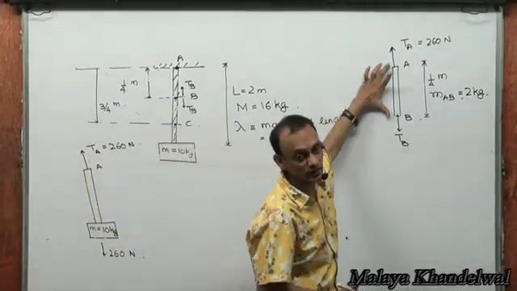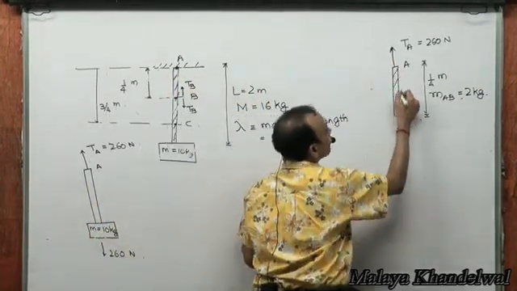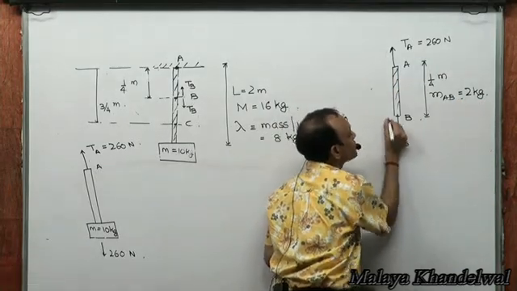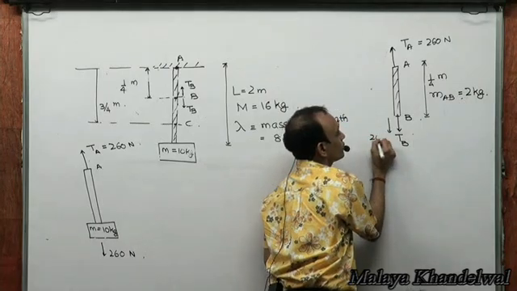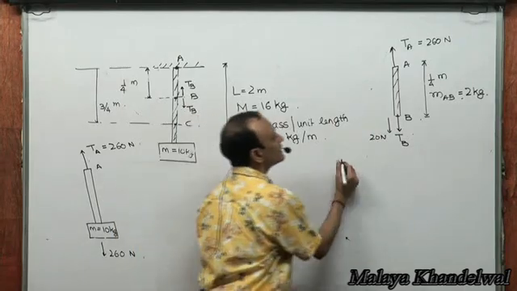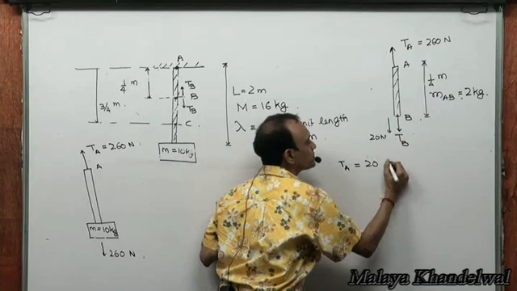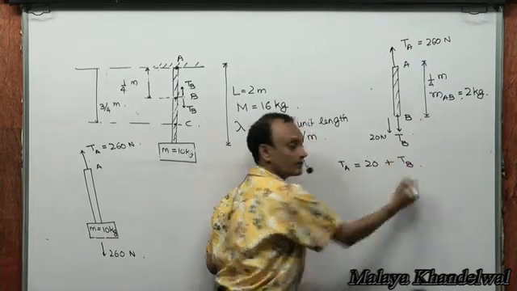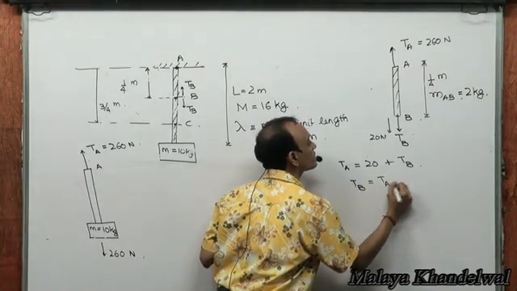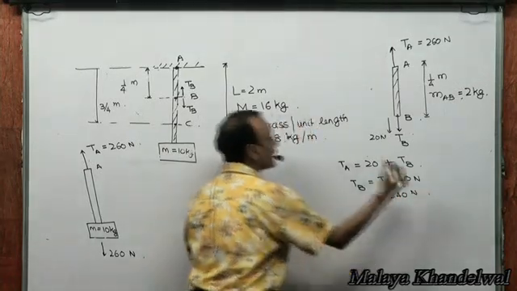And this whole thing is in equilibrium. Because this whole thing is in equilibrium, every element is in equilibrium. That means now there is also the weight of this 2 kg acting downwards, which is 20 newtons downwards. And the system is in equilibrium under the influence of these forces. That means TA must be 20 newtons, the weight acting downwards, plus TB. So TB then turns out to be TA minus 20 newtons, which is 240 newtons, right?